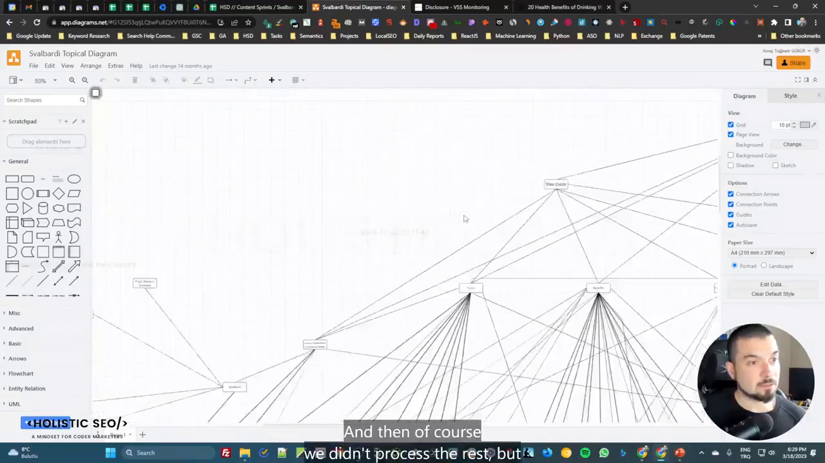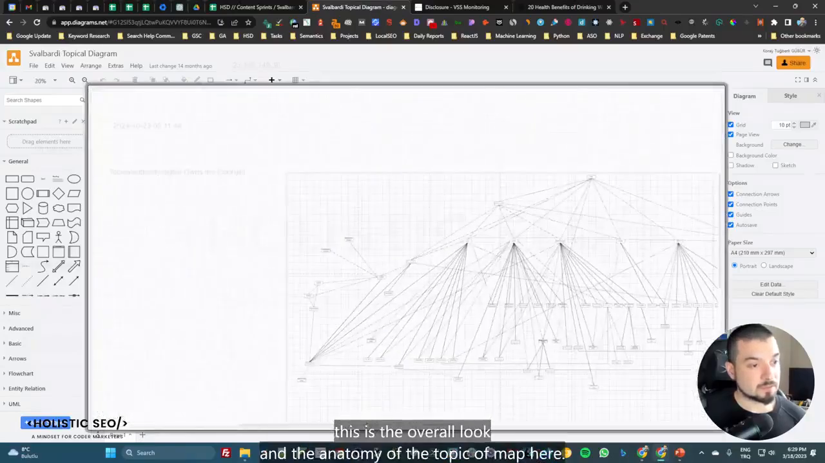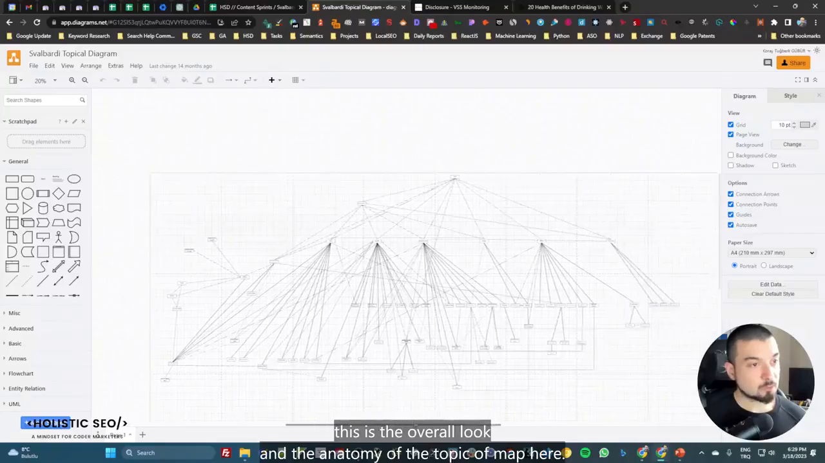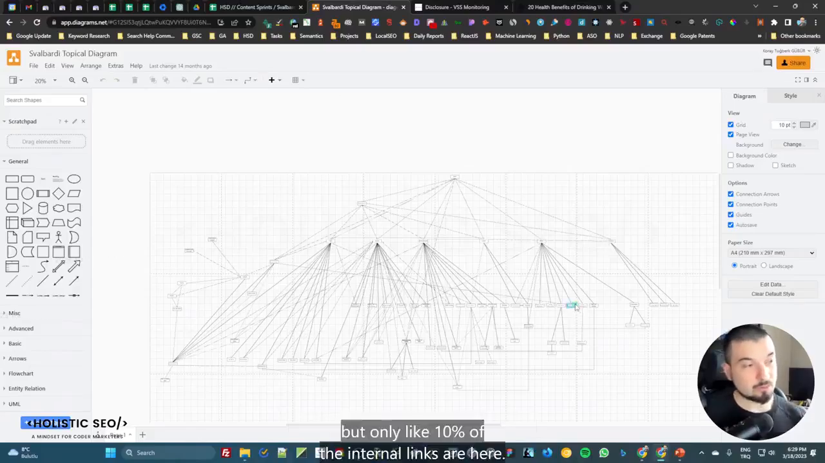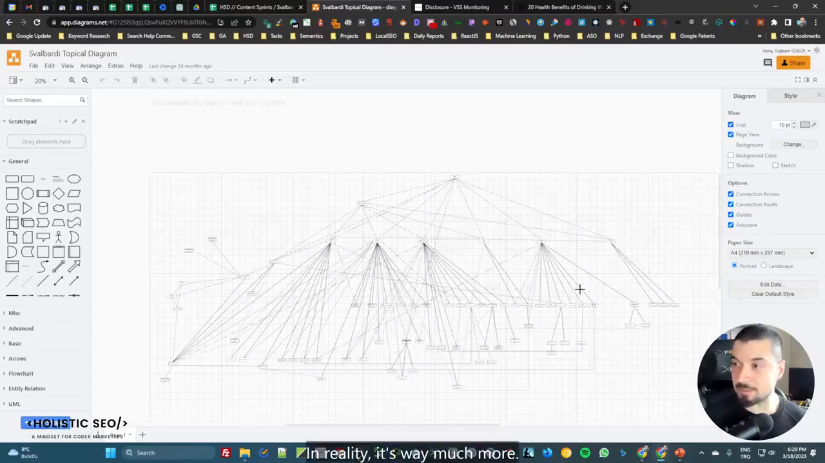And then, of course, we didn't process the rest, but this is the overall look and the anatomy of the topical map here. Of course, these connections here reflect the possible internal links, but only like 10% of the internal links are here. In reality, it's way more.